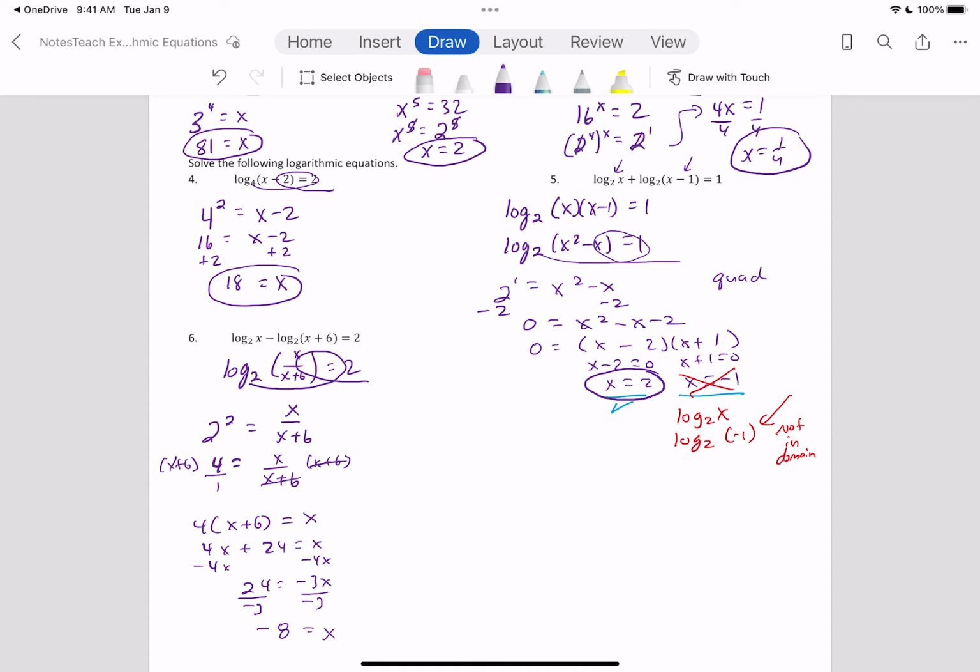So don't forget, we need to be careful of these solutions. If I was to put that back into my original, my first term is log 2x. So if I put in negative 8, that's not in the domain. So we're going to need to reject this answer. And since it was the only one, that means there is no solution to this equation. All right?